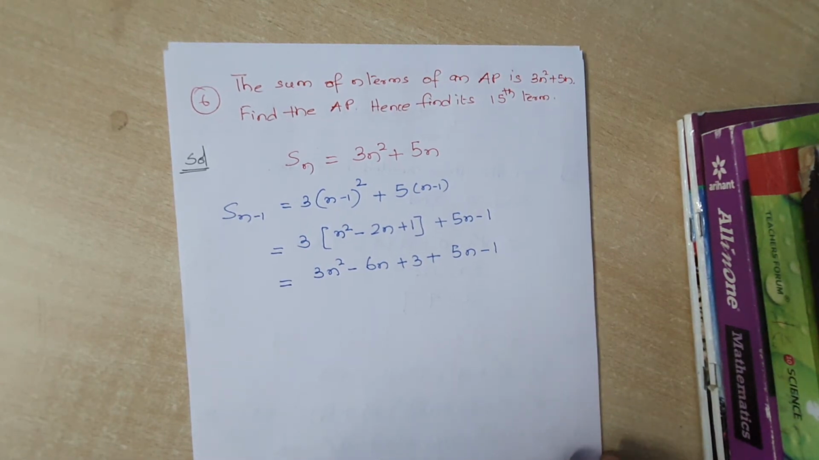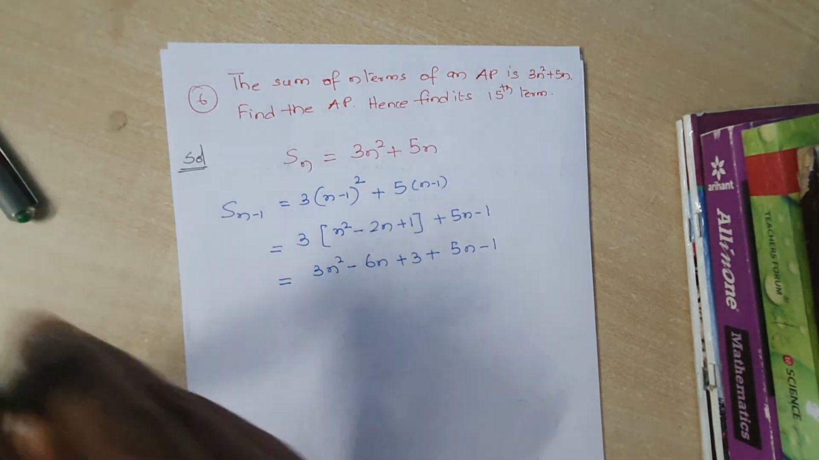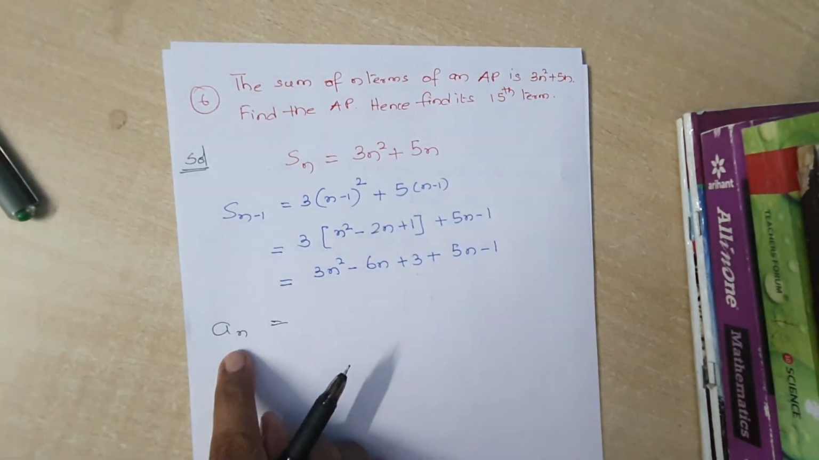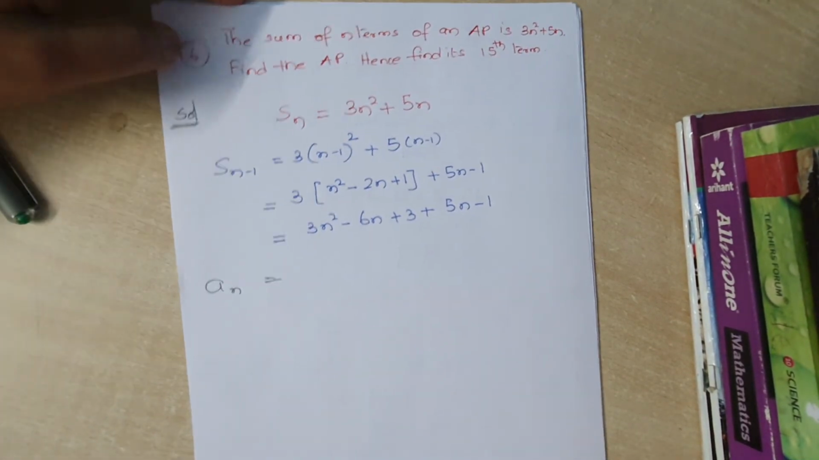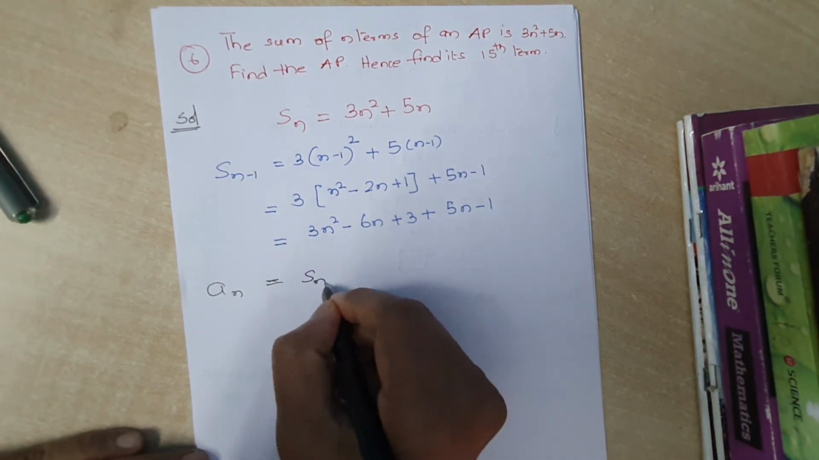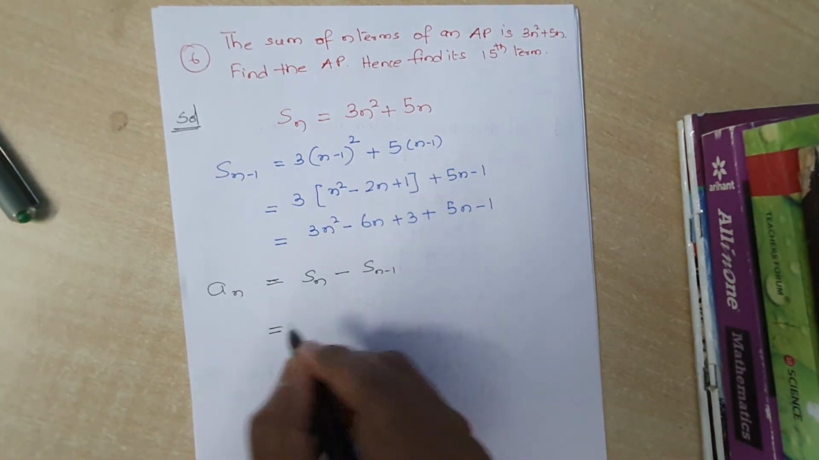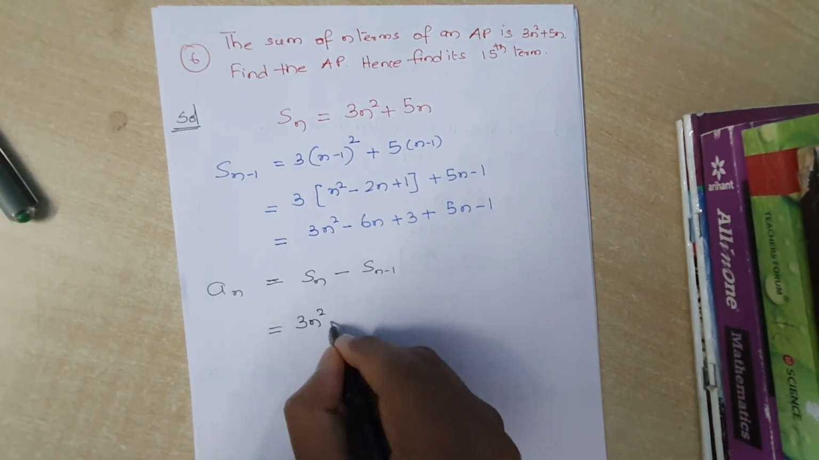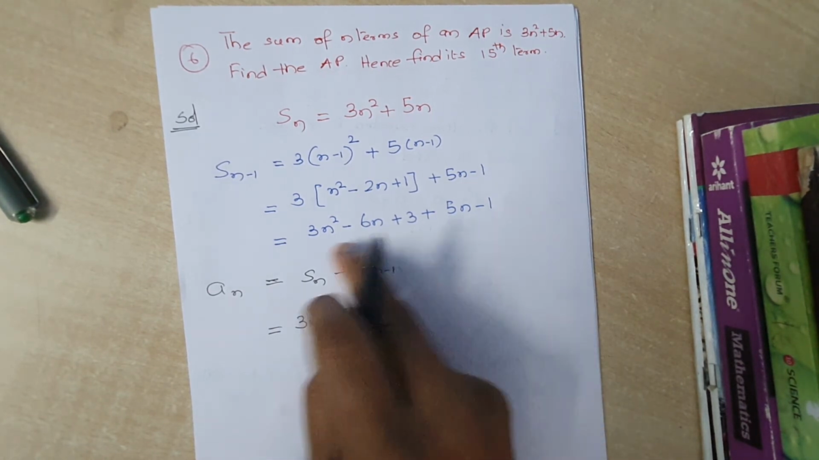Okay, so now an is equal to, what is our formula? An is equal to Sn minus Sn minus 1. So Sn means this one. Sn minus 1 means this.